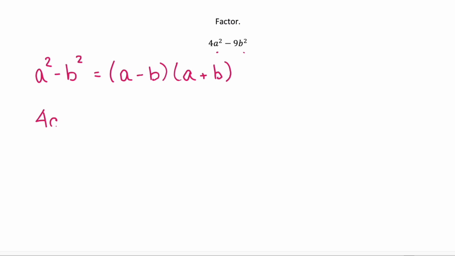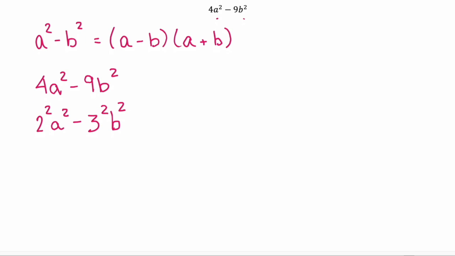So if we start with 4A squared minus 9B squared, is 4 something squared? It is. It's 2 squared. So we can rewrite that as 2 squared times A squared. And we can do the same thing with 9. 9 is 3 squared. So we have 3 squared times B squared. Now, using our rules of exponents, we can combine those, which gives us 2A squared minus 3B squared.